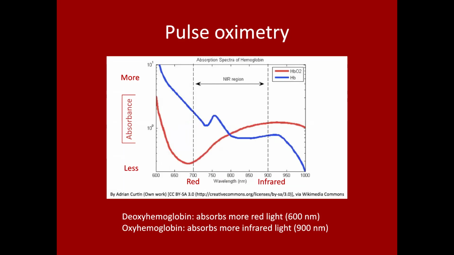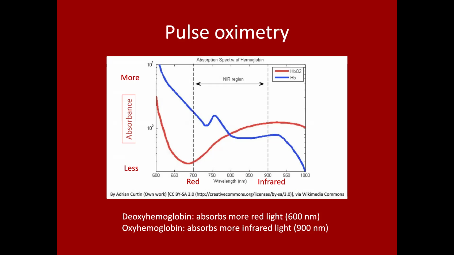And so you can see red light, which is approximately 700 nanometers wavelength, is more absorbed by deoxyhemoglobin. That's why it looks blue to us. It doesn't look red, right? On the other hand, infrared light is more absorbed by oxyhemoglobin. So these are opposite from each other.